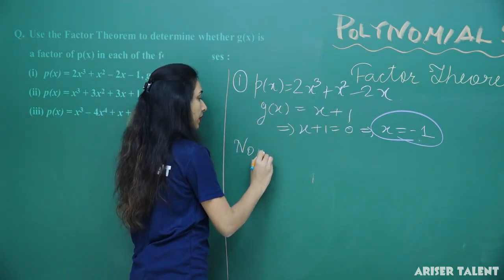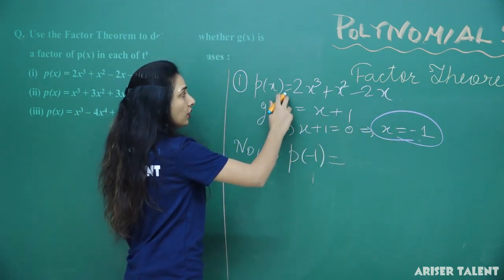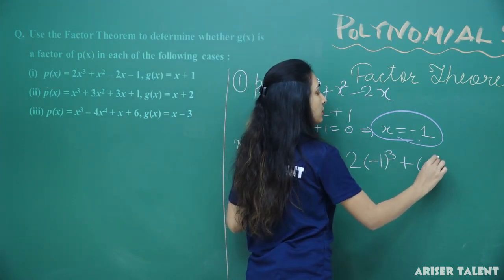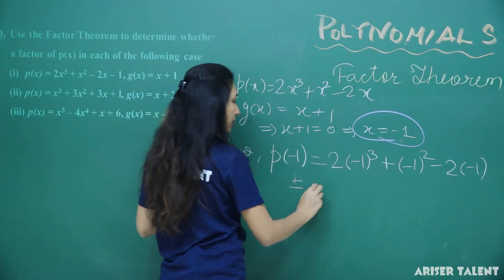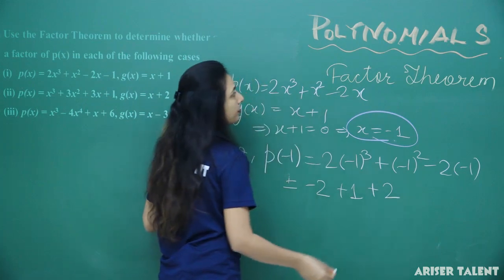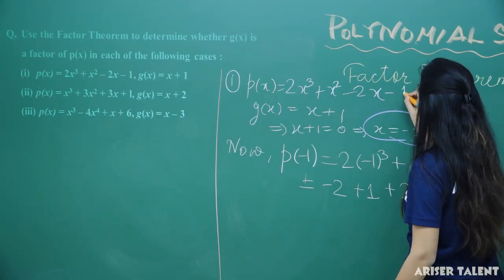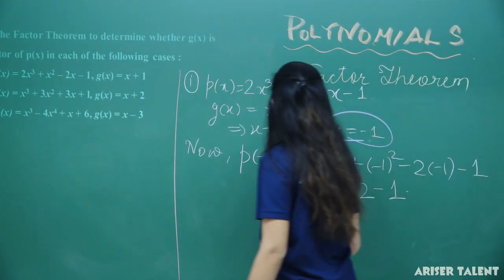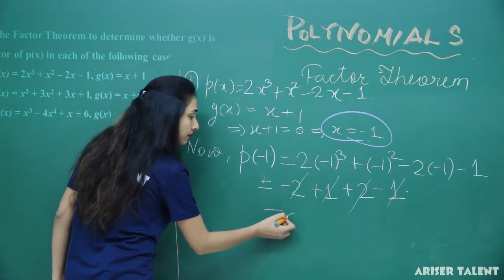Now, P(minus 1), because we get x equals minus 1, so P(minus 1) equals 2 times (minus 1) cube plus (minus 1) square minus 2 times (minus 1) minus 1. Now solve this, students: you will get minus 2 plus 1 plus 2 minus 1. Here the 2 and 2 cancel, and this 1 and this 1 cancel. So you will get 0.